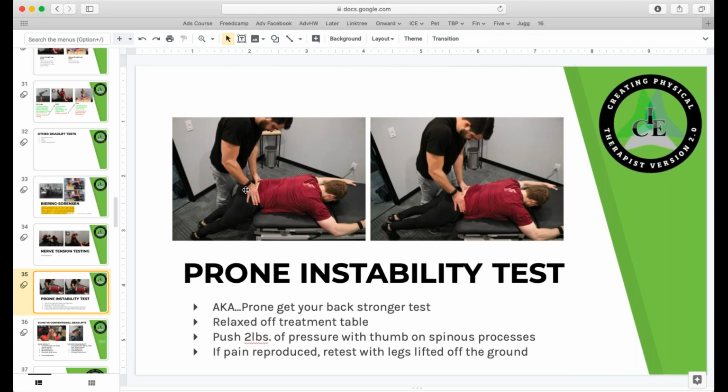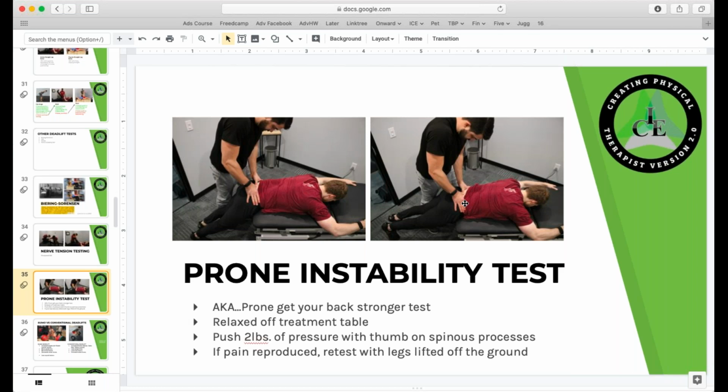And then if we find a spot that produces their familiar pain, I have that individual lift their legs up off the floor, like you see Jordan doing here on the right. Jordan's my business partner, and he's demoing this with me. If them lifting their legs up and activating their posterior chain decreases their pain when I provide that same PA force, then I know they have a positive prone instability test, and maybe shear forces might be a little bit more stressful on their back.